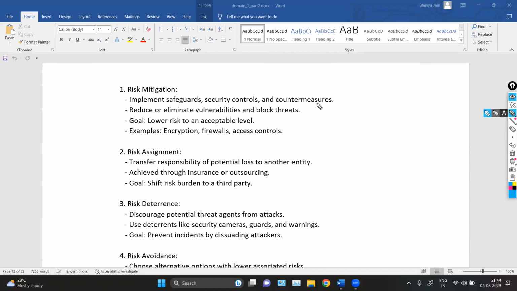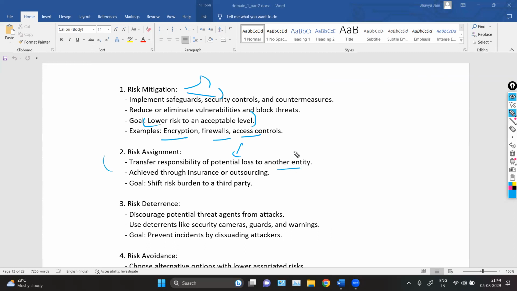So there are two chances. Mitigation is all about reducing or resolving. Okay. So the goal is to lower risk to an acceptable level. You can apply encryption, firewalls, access control, etc. And risk assignment: transfer responsibility of a potential risk loss to another entity.